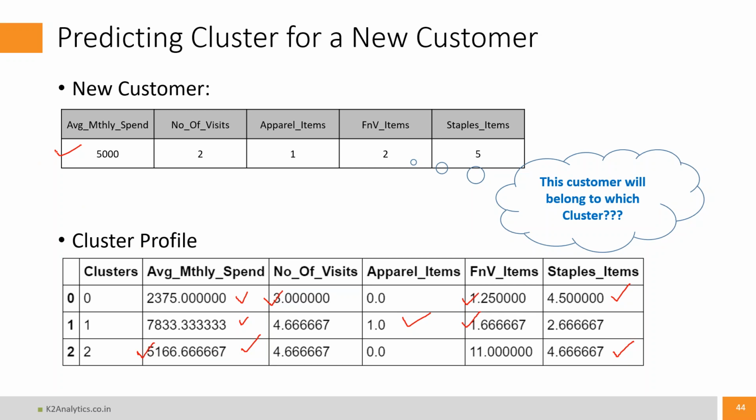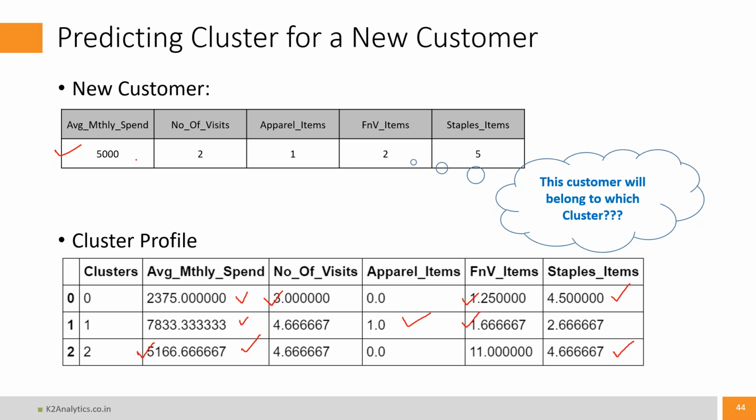Based on the standardization formula, can I convert these numbers, 5,000 and 1 to 5, into standardized form? If I save the actual mean and the standard deviation of the sample on which I built the clustering, can I compute the standardized variable for this new record? I can. I simply have to do x minus x bar divided by sigma for each attribute. I get the standardized variable. Now I apply new customer standardized variable minus cluster 1 standardized variable, the whole square, summation, square root, that becomes the distance.